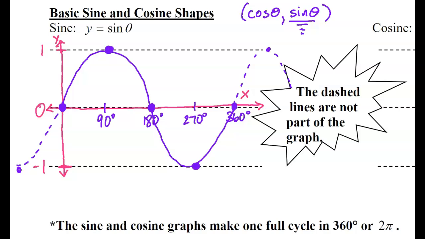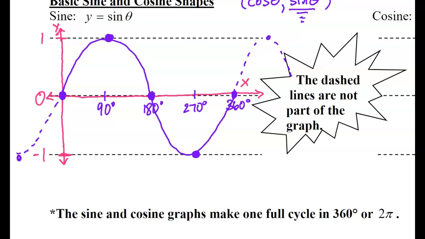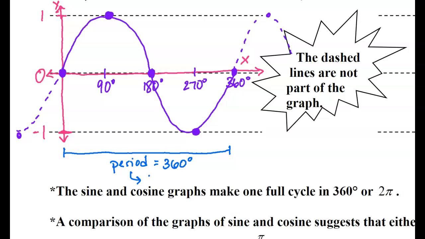And also notice that the entire length of this single sine wave is 360 degrees. This length of a wave is referred to as the period. And in this case, the period length is 360 degrees. Period is the length of a single wave.